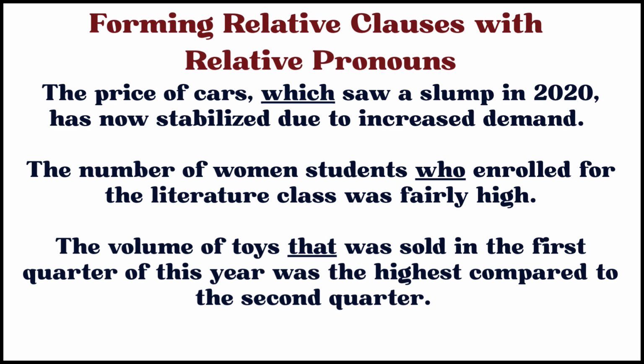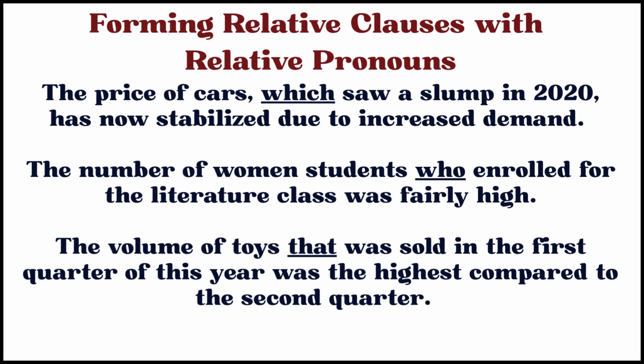Here is the next example. The number of women students who enrolled for the literature class was fairly high. Here, if we remove the relative clause, who enrolled for the literature class, the sentence would feel incomplete. It would read as, the number of women students was fairly high. Here the relative clause holds a lot of pertinent information. It tells us exactly which class had a high enrollment of women students.